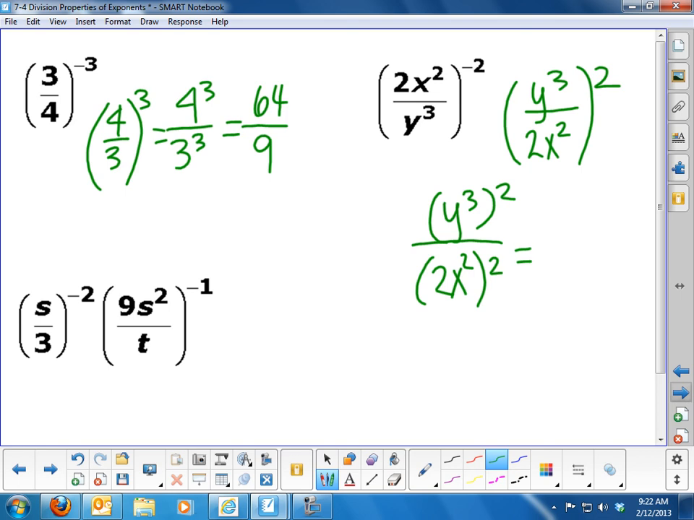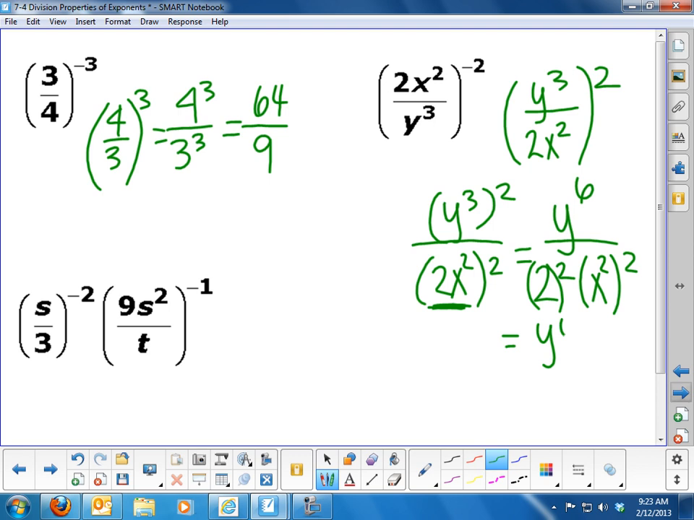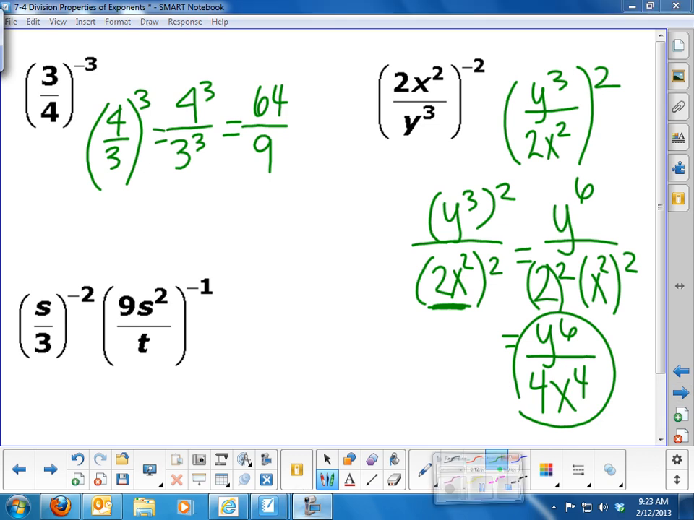When I simplify this answer, I get y to the 6th, that's 3 times 2, and I get 2 squared times x squared being squared, right? Each factor in this product gets my 2 exponent. So I have y to the 6th divided by 4x to the 4th. You want to look at that, see if it can be simplified, but it cannot, so I'm going to stop. Same thing here, guys. Let's work this last problem out on your own and then see if you get the answer correct. We'll check back with each other.